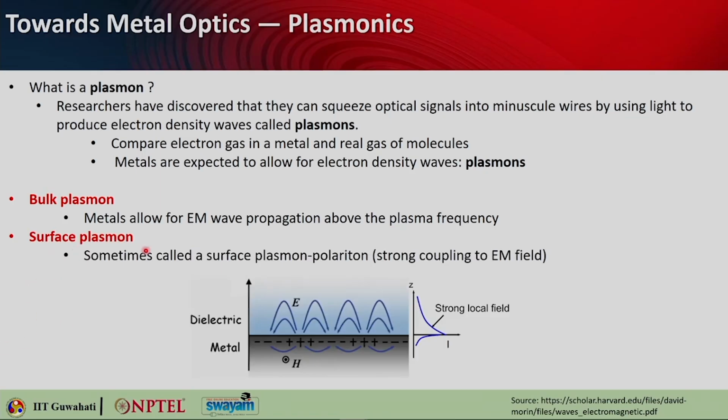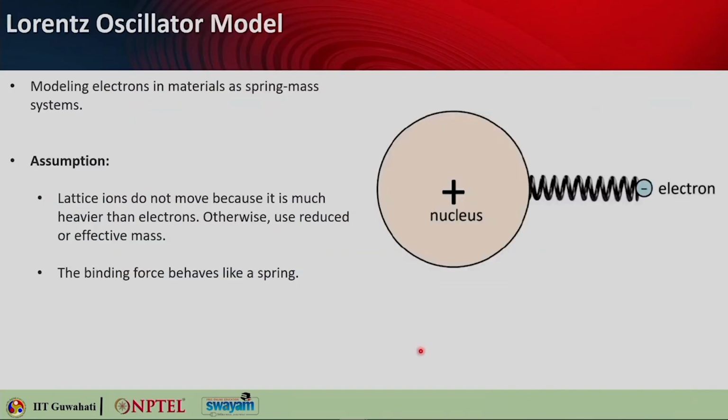And there are surface plasmons, also known as surface plasmon polaritons, which show very strong coupling to the electromagnetic field. We have seen this briefly in the introduction lectures, that you can have a metal dielectric interface and surface waves propagating along this particular interface, and the field extends more into the dielectric as compared to the metallic region. Now, how do you model this kind of behavior?